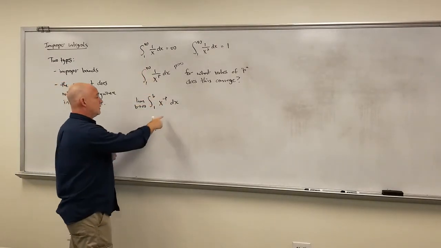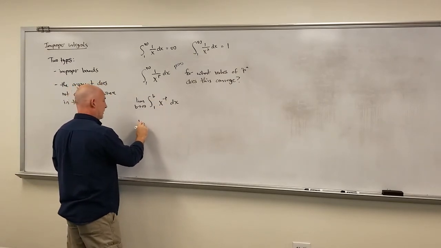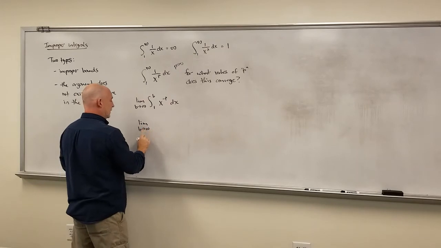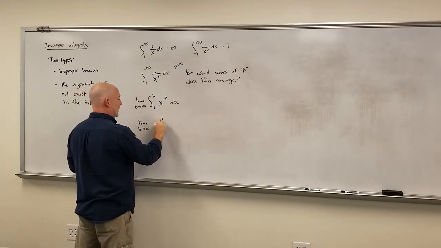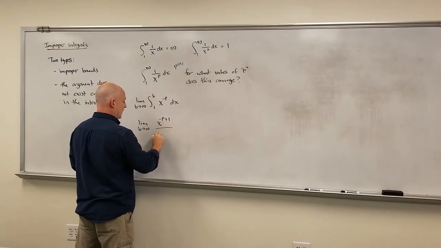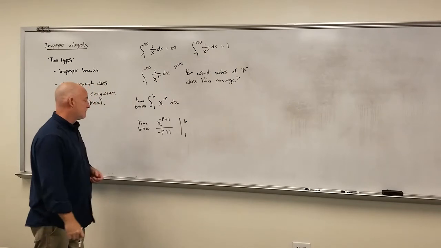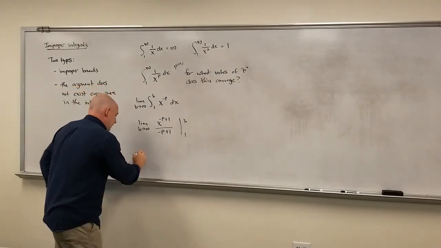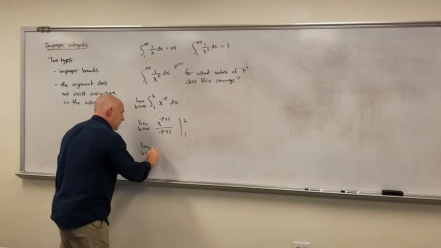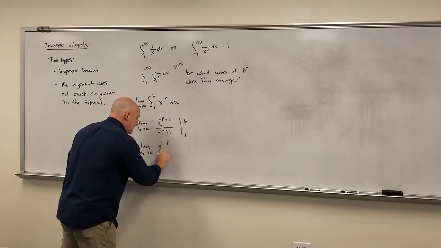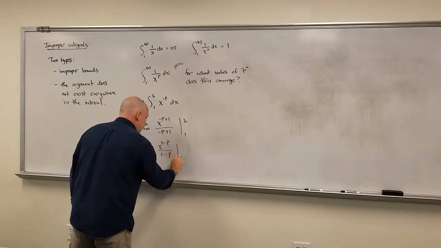Okay, so if I plug that in, let's go ahead and integrate this. So this is the limit as b goes to infinity. How do we integrate this? Well, that's going to be add 1 to the power, so that's negative p plus 1, divide by that, negative p plus 1, and we want to evaluate that from 1 to b. I'm going to just rewrite that just a little bit. This is the limit as b goes to infinity. I'm going to go ahead and write that as 1 minus p. You'll see why in just a second. And we still want to evaluate that from 1 to b.